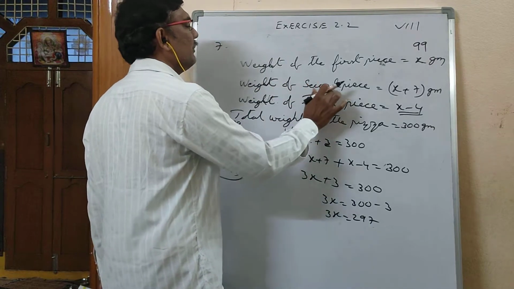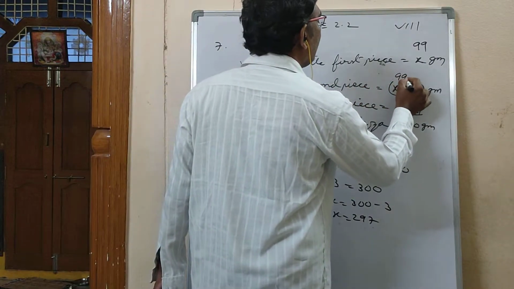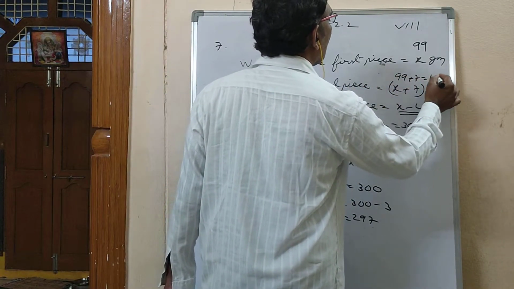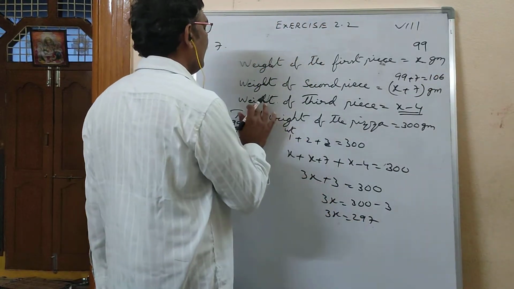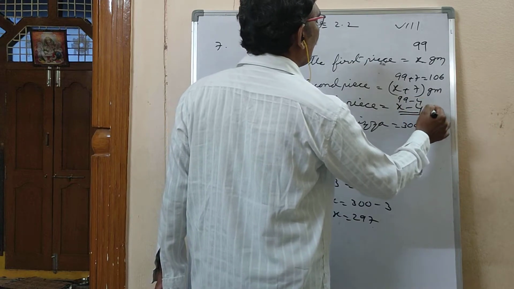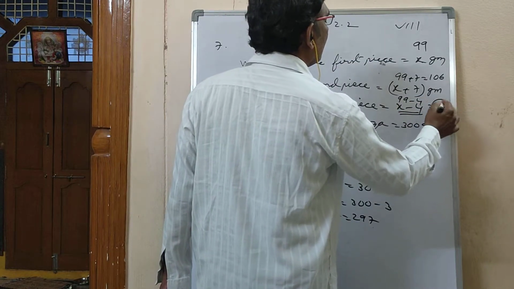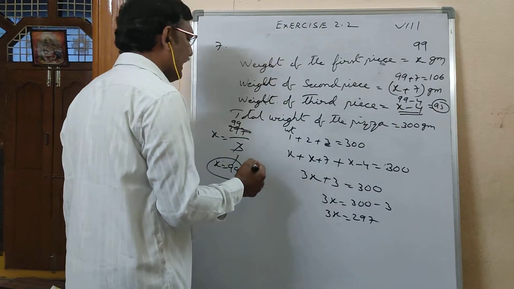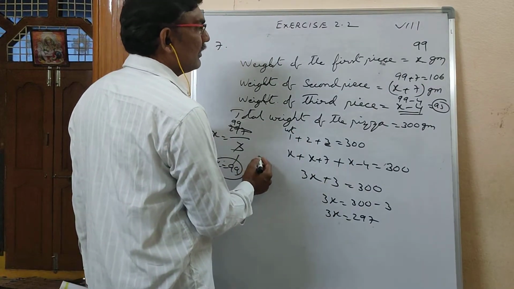The x value is 99, which means the weight of the first piece is 99 grams. And for the weight of the second piece, to 99 you have to add 7, and you are getting 106 grams. And for the weight of the third piece, from 99 you have to subtract 4, and you are getting 95. If you add these three pieces' weights, you should get 300. Are you getting it or not?